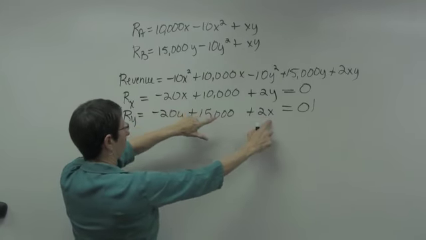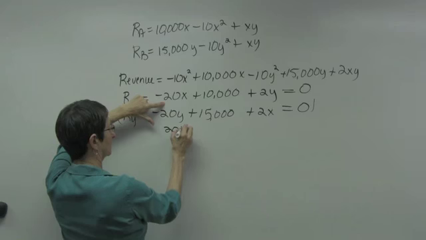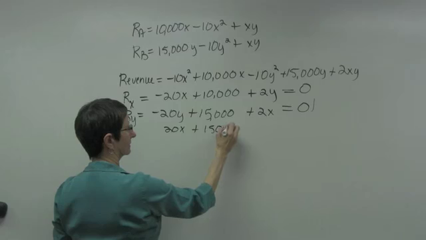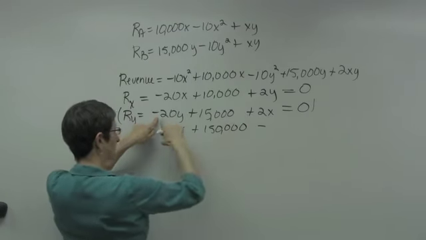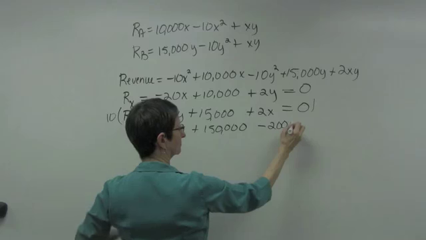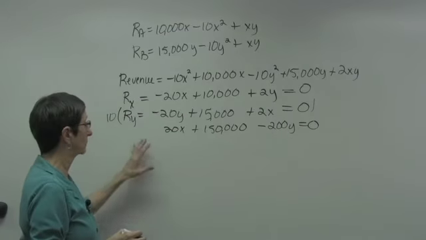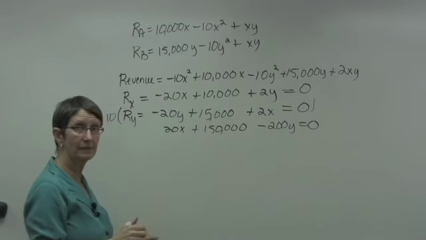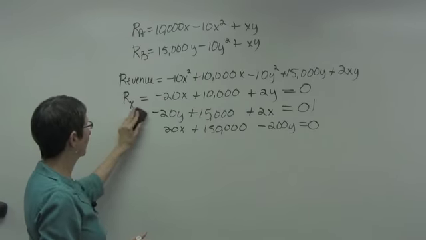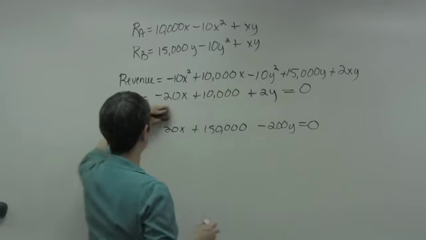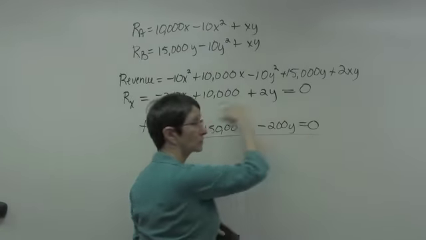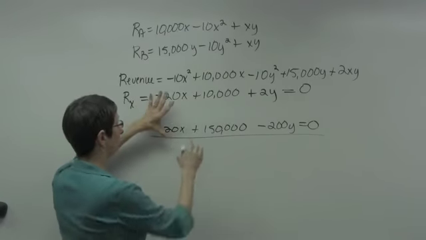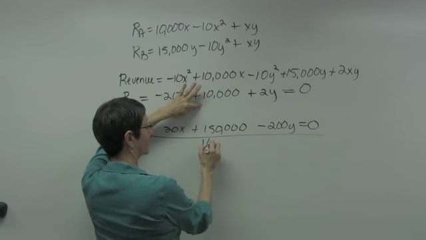I'm going to switch the order. 20X I'm going to put here, plus I multiply by 10 gives me 150,000, minus multiply this by 10 gives me 200Y, equal to 0. Okay, so I've multiplied 10 times this one, 10 times this one, and 10 times this one. That was my R sub Y, and now I want to go back and add that to the first equation. Negative 20X and positive 20X, they go away. 10 and 150 is 160,000.